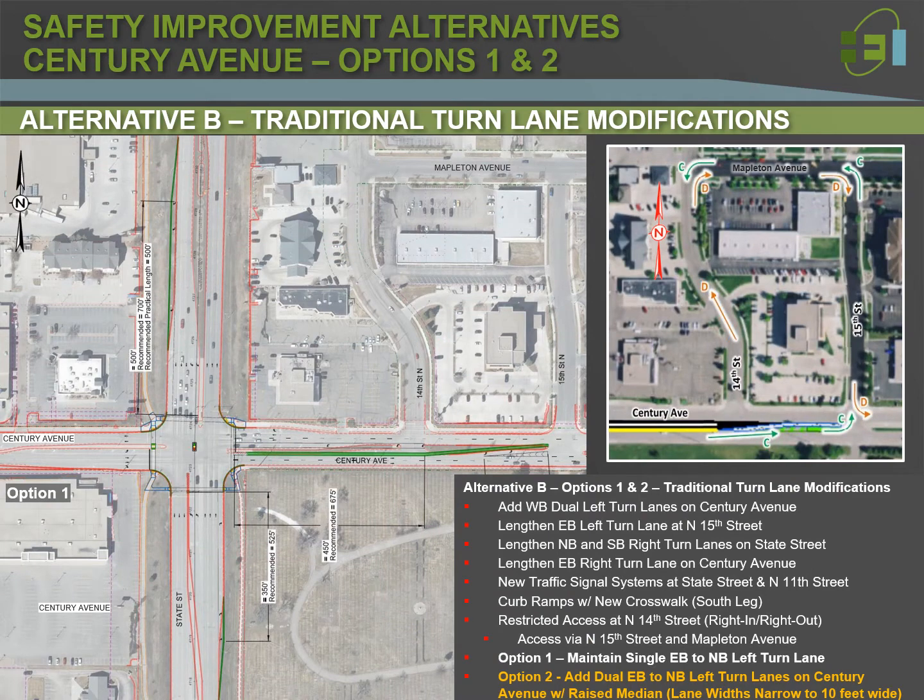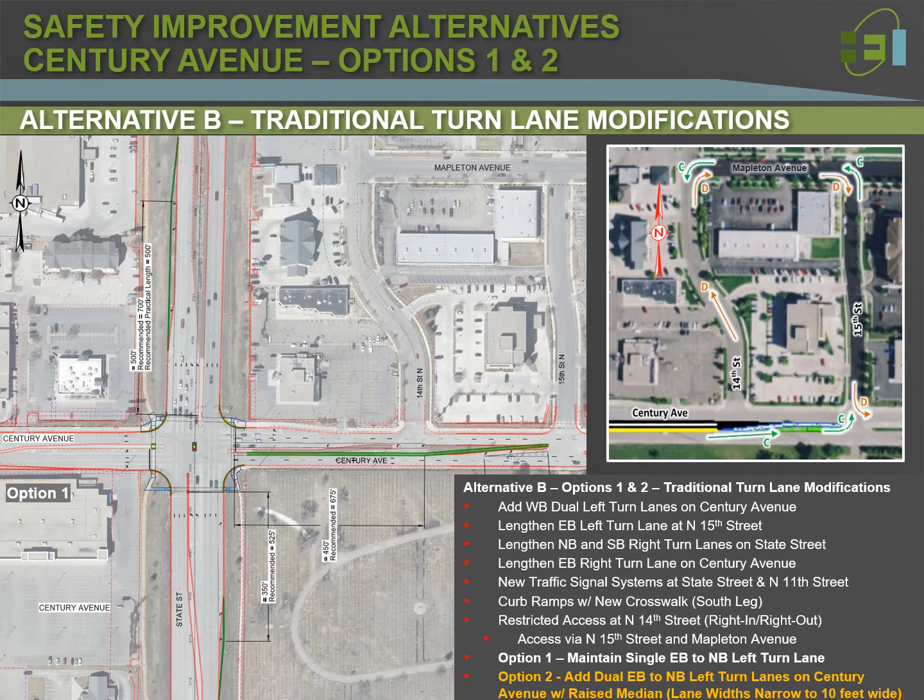Alternative B, option 1, traditional turn lane modifications include the following improvements to the Century Avenue intersection and corridor: the addition of westbound dual left turn lanes at Century Avenue, lengthening the eastbound left turn lane to North 15th Street, lengthening the northbound and southbound right turn lanes on State Street, and the replacement of the traffic signal systems at State Street and North 11th Street intersections, as well as curb ramp upgrades. Also, a new State Street crosswalk would be installed on the south side of the intersection.